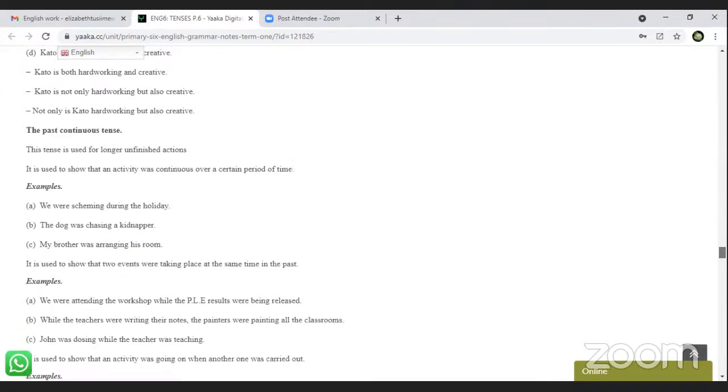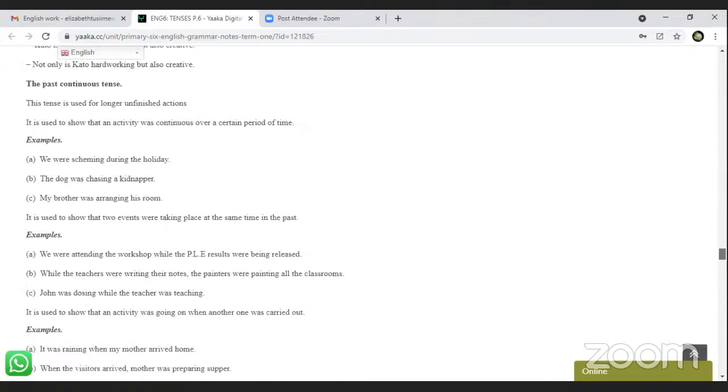So after that, we get to the past continuous. This tense is used for longer unfinished actions. They started in the past and continued in the past. Like we were screaming during holidays. You started and you continued after some time. So that is the past continuous. The dog was chasing a kidnapper. It started chasing and continued chasing. That's the essence of the past continuous tense. Yes, you can scroll.